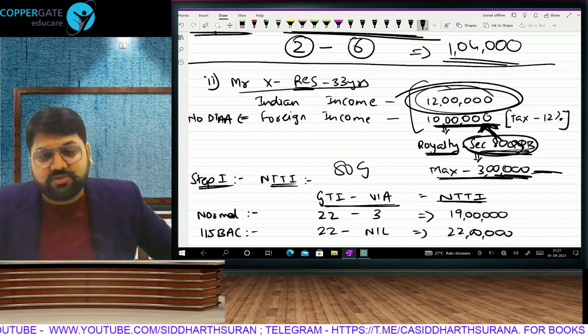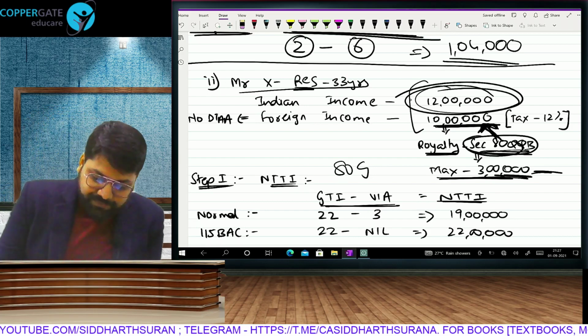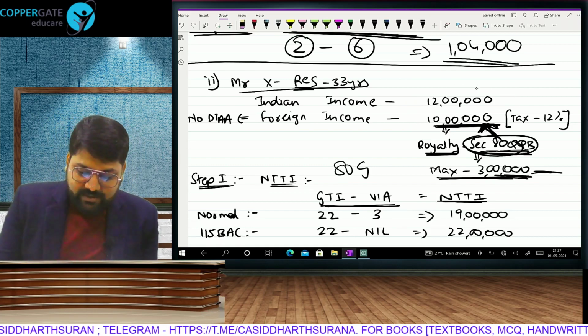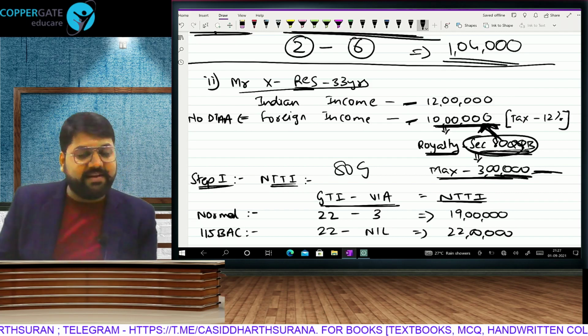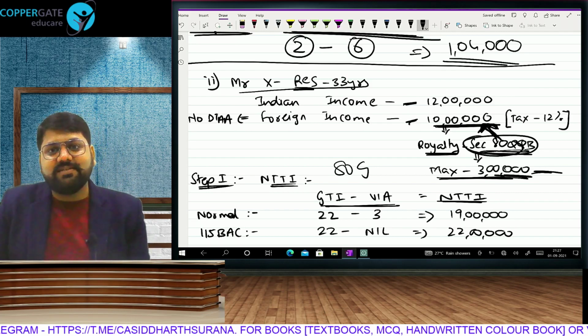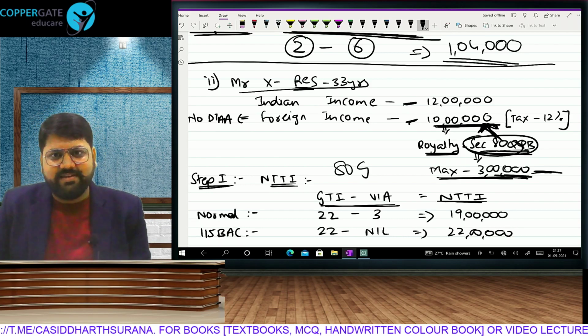And then another student, more intelligent, superb question. Sir, both are royalty incomes. Listen, both are royalty incomes. Indian is 1 lakh and foreign is 10 lakh. Total royalty income of 11 lakh, also my GTI.